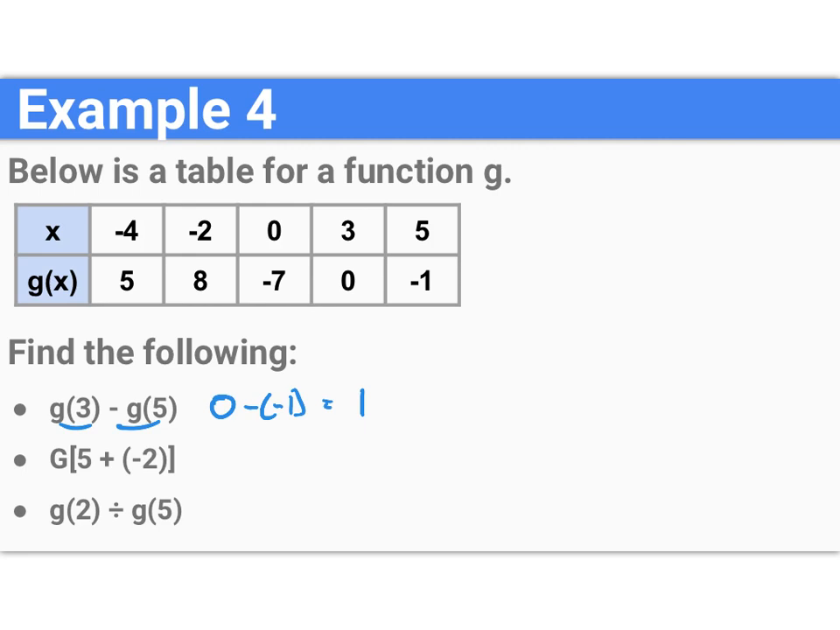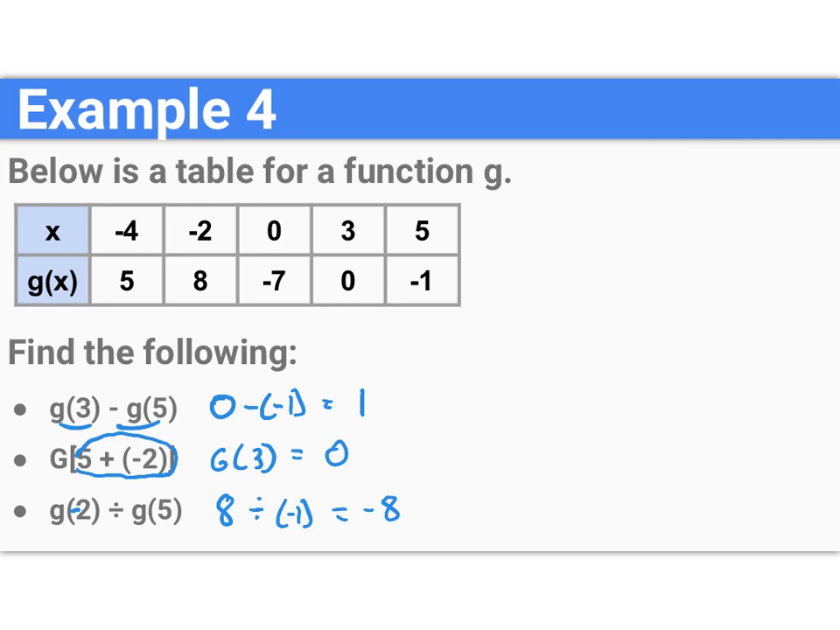Okay, so now when this is inside, you have to do the math on the inside. So 5 plus negative 2 is positive 3. And so now we're looking for g of 3, which equals 0. Now g of 2, I'm sorry, that should be a negative 2. G of negative 2, which is 8, divided by g of 5, which is negative 1, gives us negative 8.